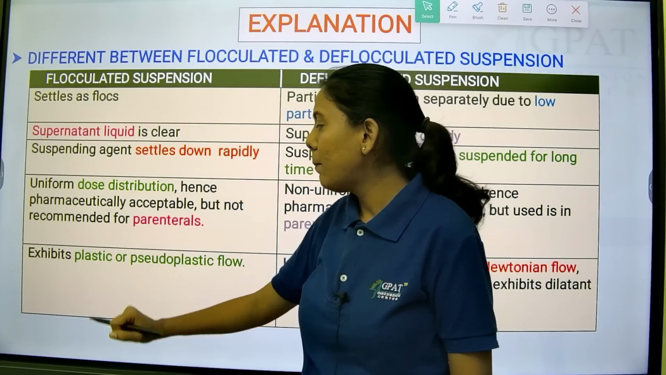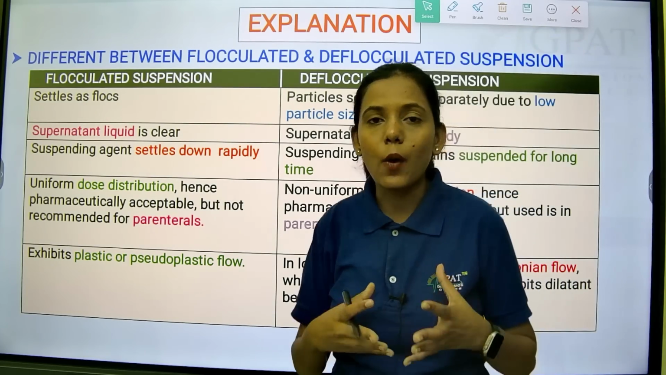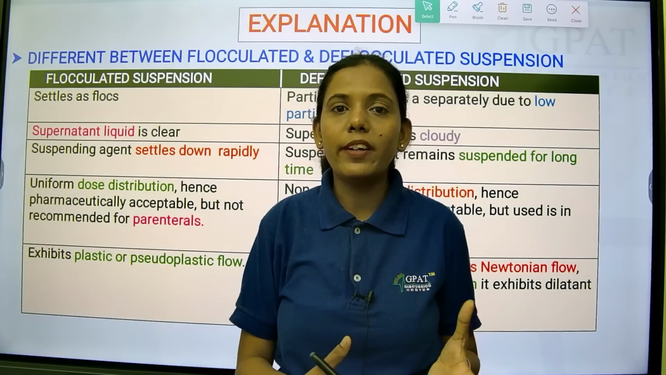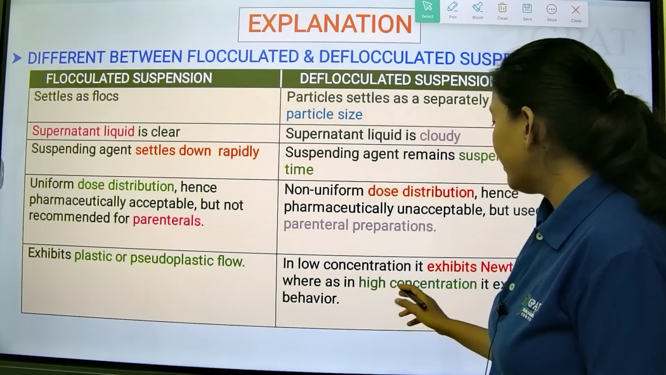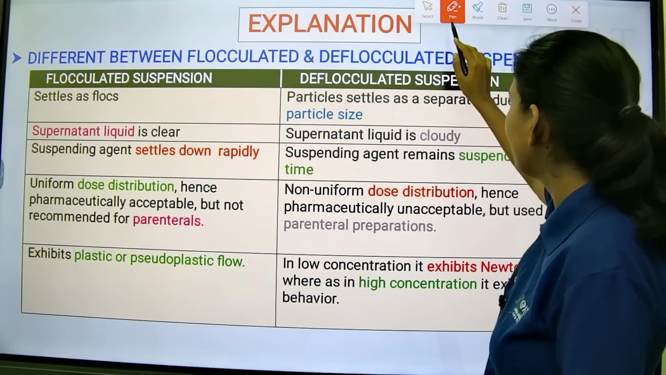And they exhibit plastic or pseudoplastic flow. Whereas deflocculated, they will have a cloudy appearance. They will form hard cake which is difficult to redisperse, right? And they will exhibit the Newtonian flow when the concentration is less, right?